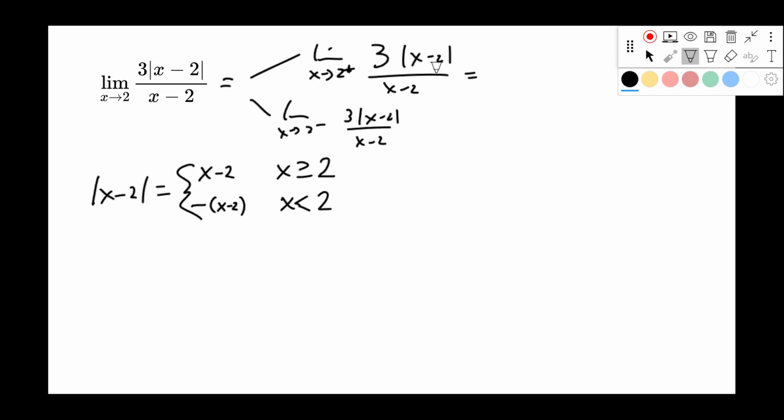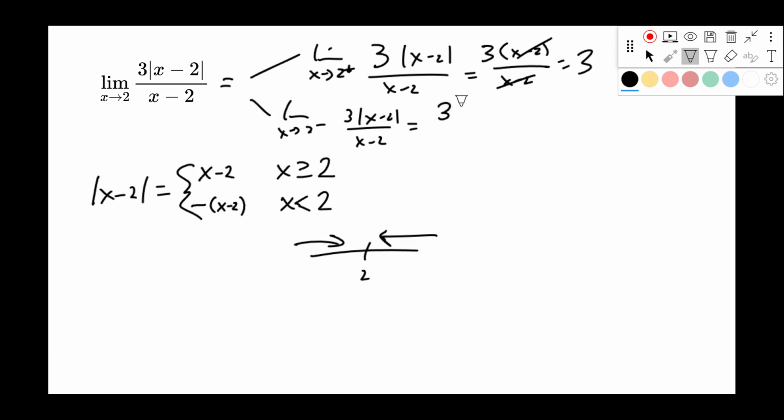On the top, as x approaches 2 from the right, we would use the top piece, right? So it's a number bigger than 2. 2 from the right, we're at a number bigger than 2. That's the top piece. So the absolute value of x minus 2 is just x minus 2, no absolute value anymore. Over x minus 2, these cancel, and I get 3. The limit as x goes to 2 from the left means smaller than 2. That's this bottom piece here. So that's going to be 3. Oops, I forgot the limit sign both times.